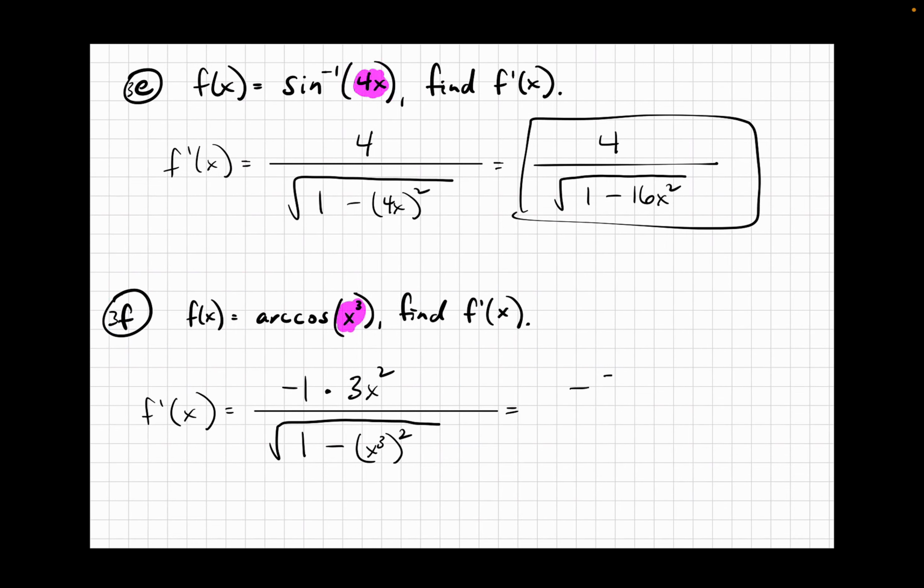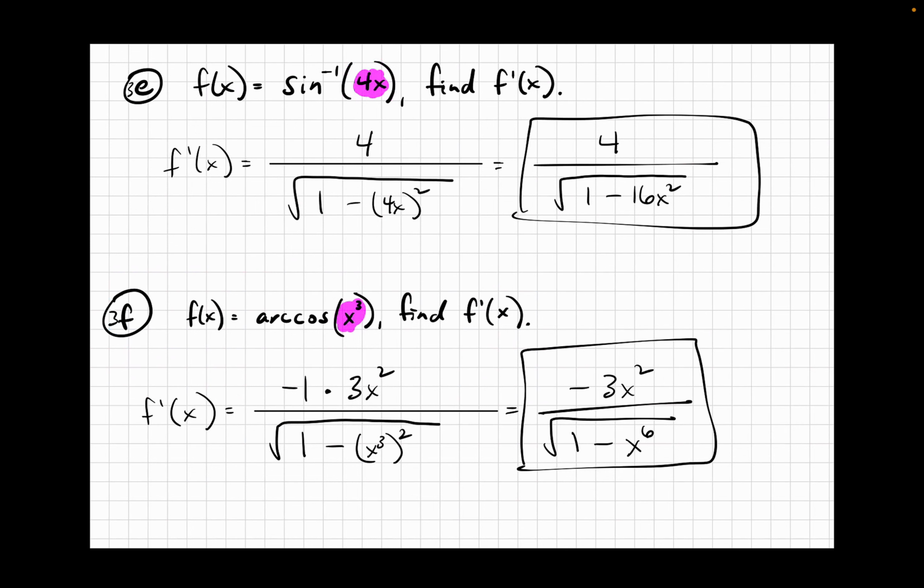So on top, we get negative 3x squared. On bottom, I get square root 1 minus, if I have 3 powers and I square it, I'm going to have 6 powers. Done. That's as far as you need to go. Don't need to worry about anything other than that.